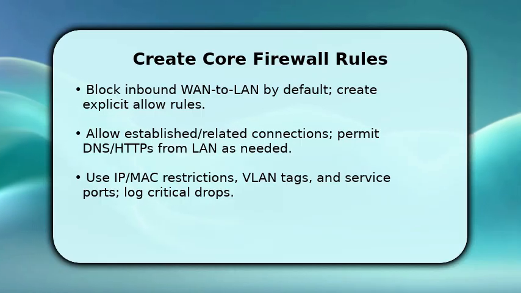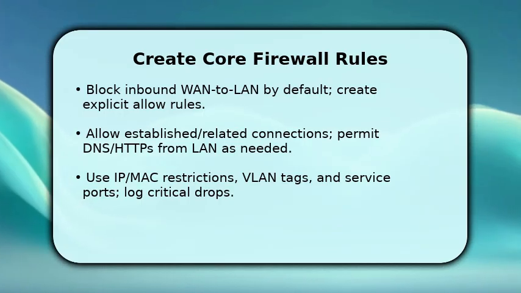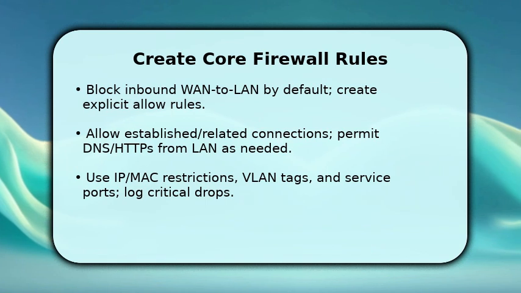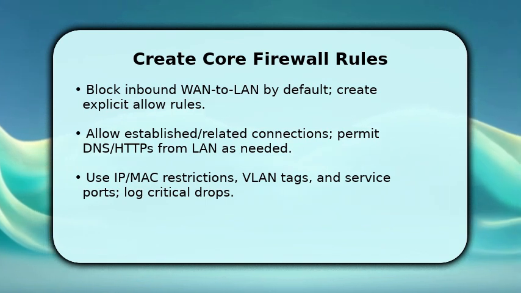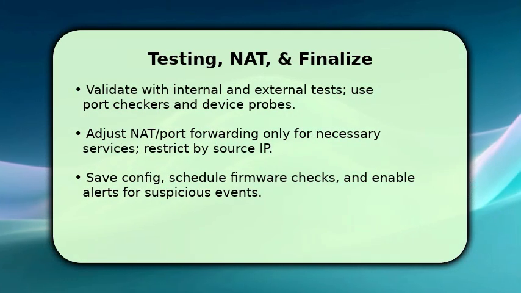Then add LAN origin allow rules for DNS and HTTPS, and limit services by IP, MAC, or VLAN to reduce attack surface. Once done, enable logging for critical drops to see what's blocked, making it easier to refine rules without breaking access. You finish by testing both internal and external access.